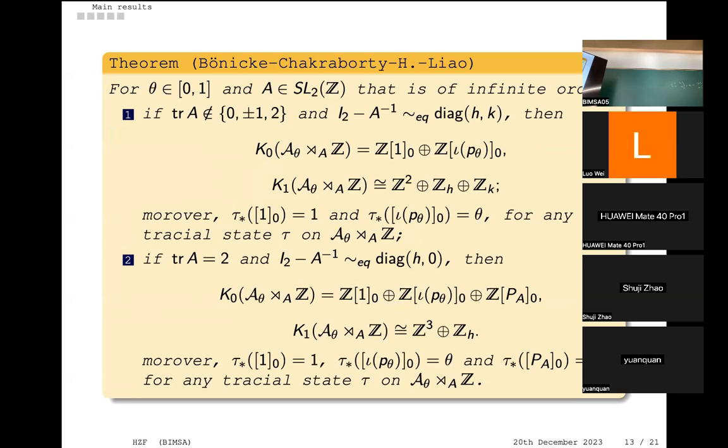This is what I mean, that the K-theory of the underlying system algebra is well understood. We know that the K0 group of this rotation algebra is the free abelian group generated by two classes. One is the class represented by the unit, and the other is the class represented by P theta, the Rieffel projection, which is a projection inside the system algebra defined using functional calculus.